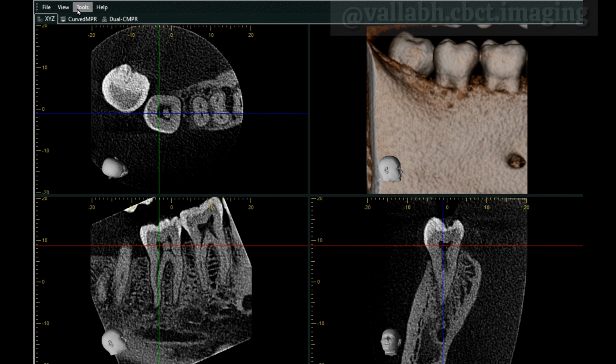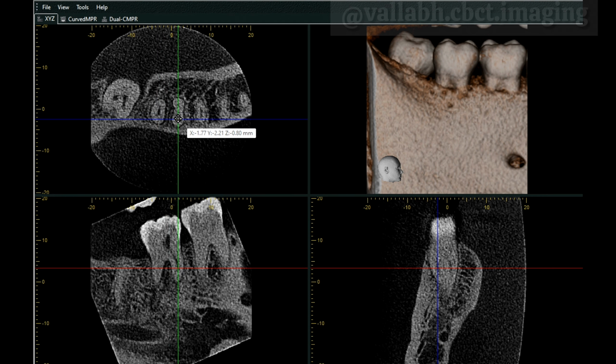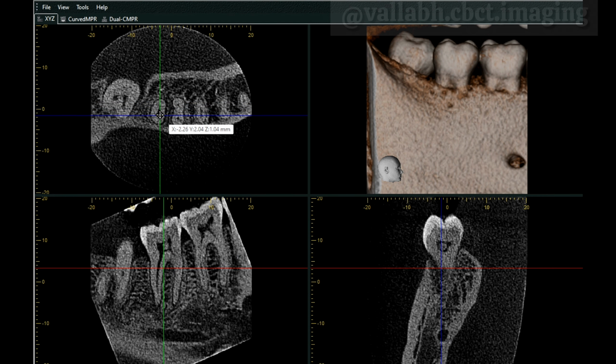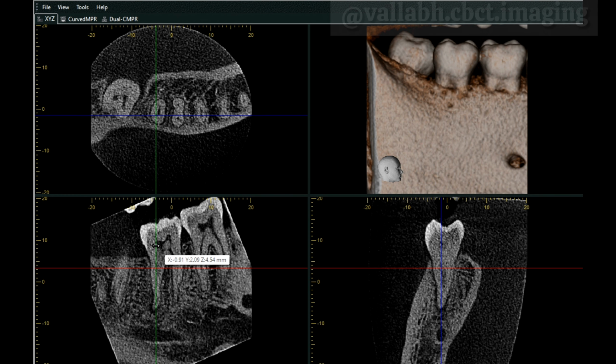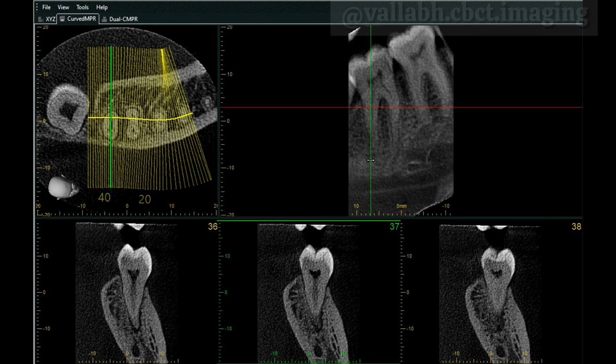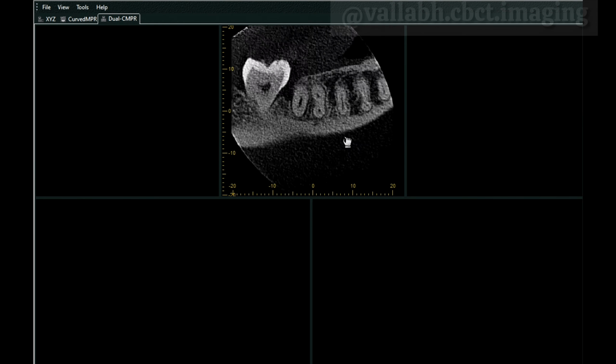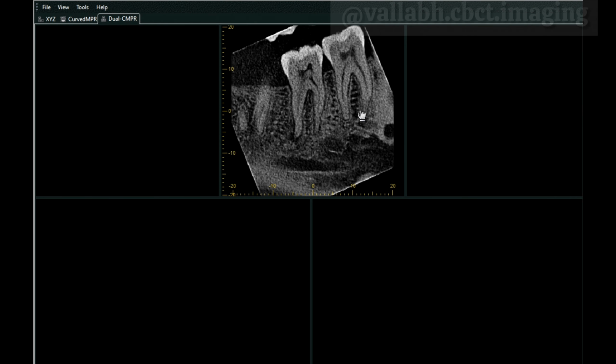Also, if a root canal procedure is planned, there is no evidence of a middle mesial canal. Only the mesiobuccal canal, the mesiolingual canal, and the distal canal are seen. You can see this in the smallest cross sections also. This is the distal root of 4-7, and this is the mesial root of 4-7. You can also see it along the long axis, like in the axial cross sections.